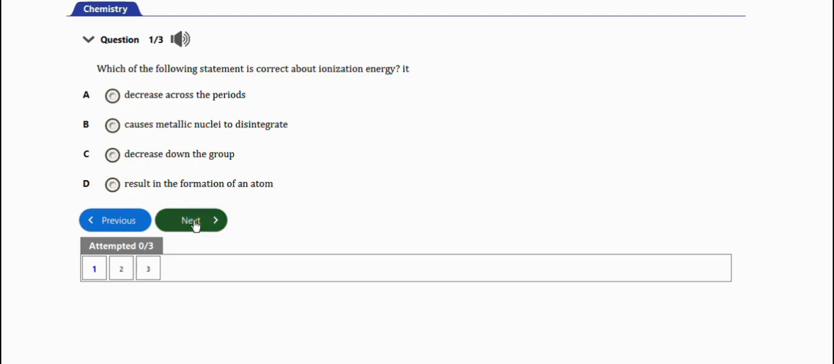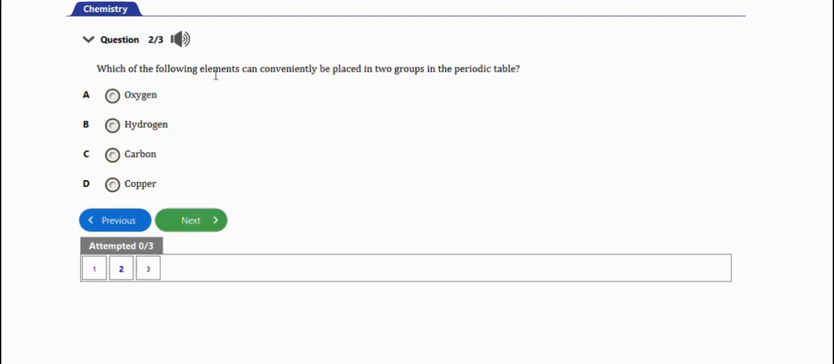The next question says, which of the following elements can conveniently be placed in two groups in the periodic table? We have oxygen, hydrogen, carbon, copper. The right answer is option B, hydrogen. Very important, guys.